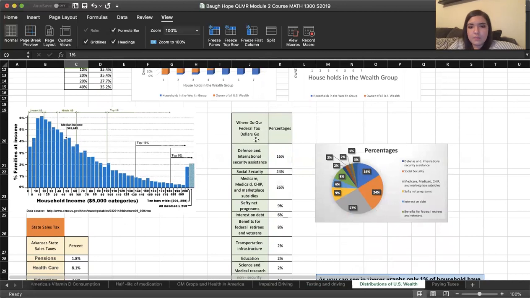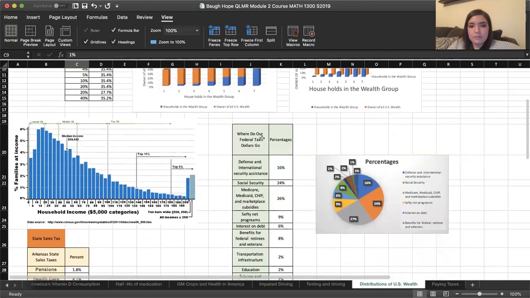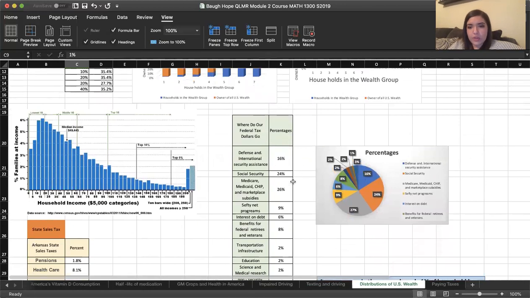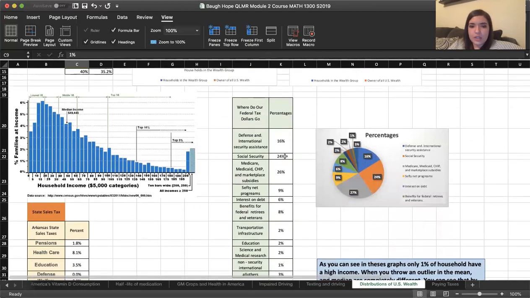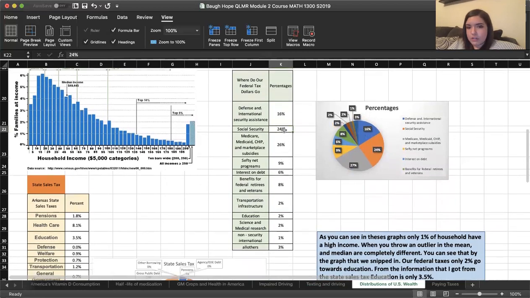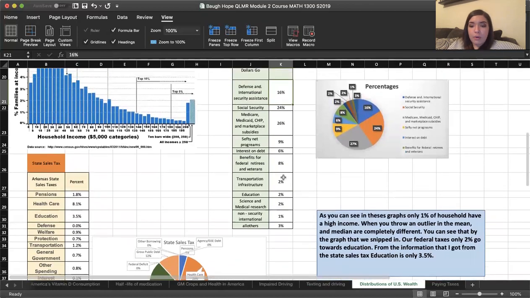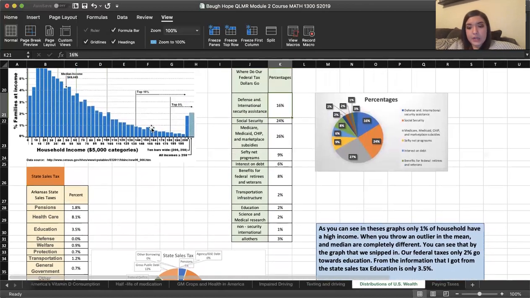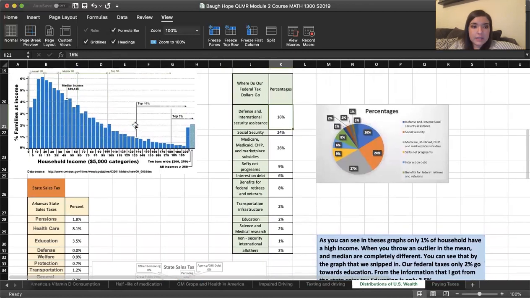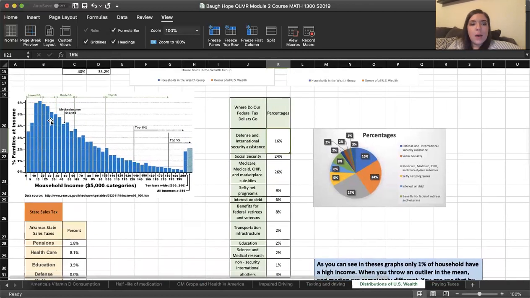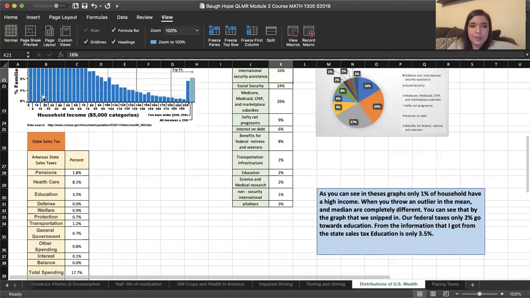Then the federal taxes, where do our federal tax dollars go? So this is a pie chart, and as you can see, I think we determined that the most goes to Social Security, and then the most goes to Medicare, and then Social Security, defense, and then it just goes down from there. And then when you throw an outlier in a mean or median, it's completely different. So as you can tell here, in this one that we were able to snip in here, you just cannot get a mean, or it will be totally different.